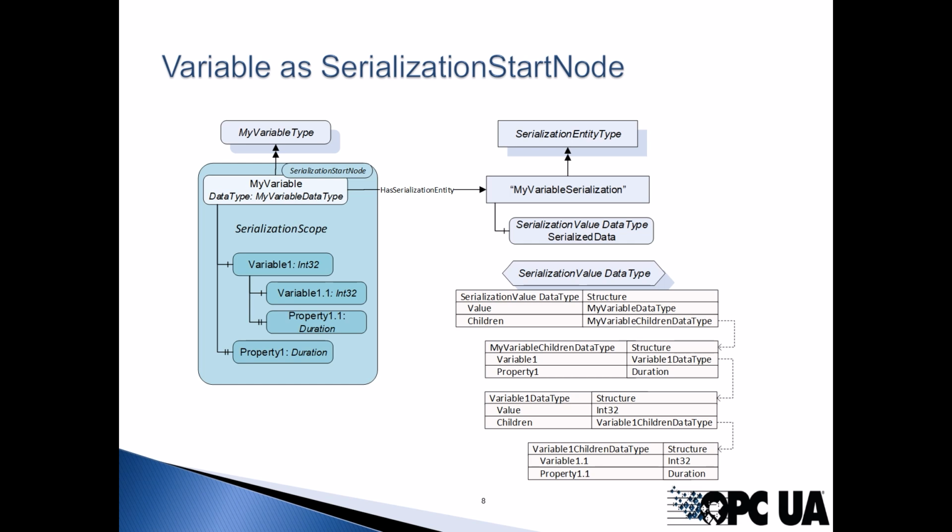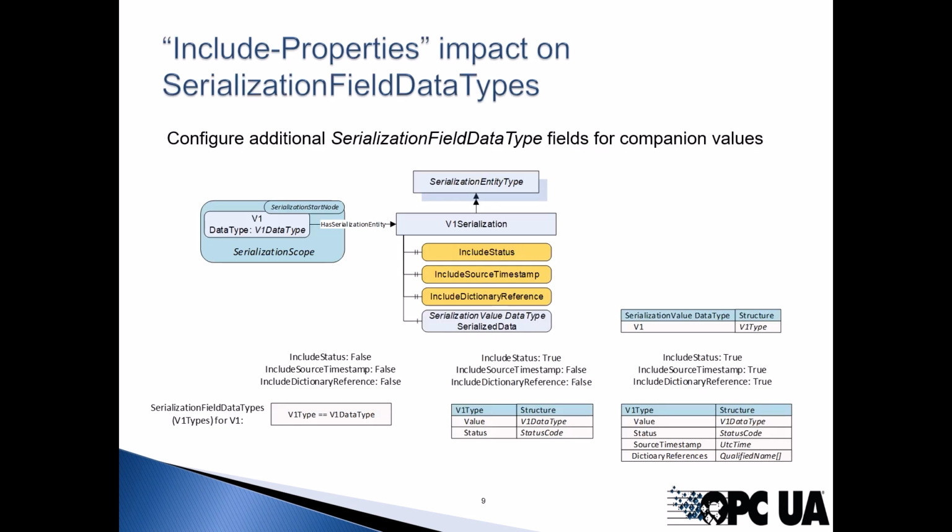This example shows the impact of the include status, include source timestamp, and include dictionary reference serialization properties on the serialization field data type of a single variable. If the include status, include source timestamp, and include dictionary reference properties are all false, the serialization field data type of the variable equals the data type of the variable as shown in the left column for V1 type.